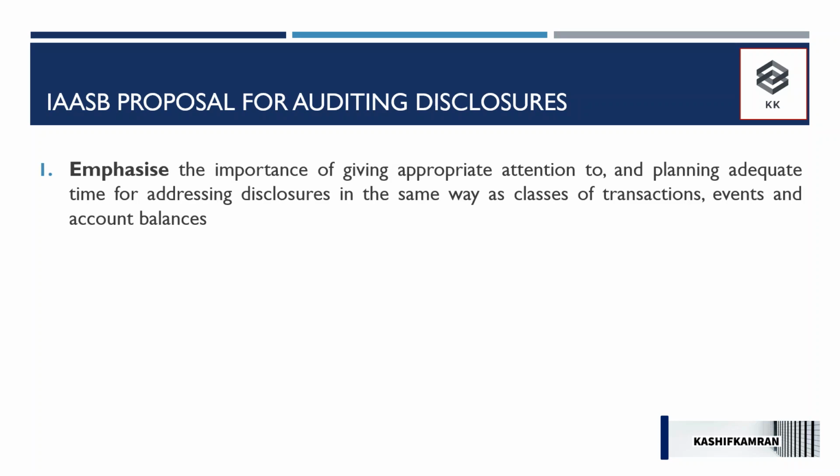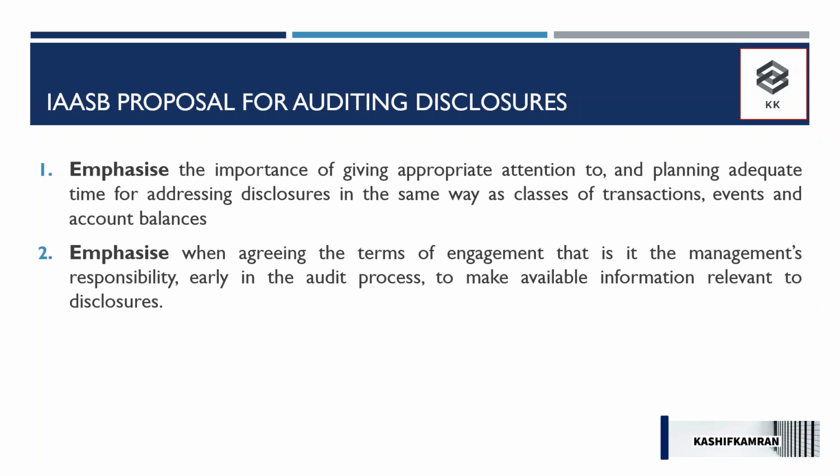The first proposal: emphasize the importance of giving appropriate attention to and planning adequate time for addressing disclosure. That is what we were discussing shortly, that the auditor needs to make a proper timetable at the stage of planning and allocate proper resources, so that even though the auditor knows that the disclosures will be made available at a later stage of the audit, at least the auditor doesn't come in panic. The auditor has allocated time and resources for disclosures, so the auditor will not come in panic mode. You need to give proper time and attention to disclosures, and that can only be possible if you have done good planning at the start of the audit, realizing the fact that the disclosures will be made available at a later stage.